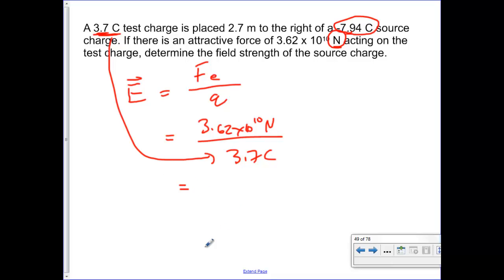So 3.62 times 10 to the 10 divided by 3.7. So I got 9.8 times 10 to the something. 3, 6, 9.